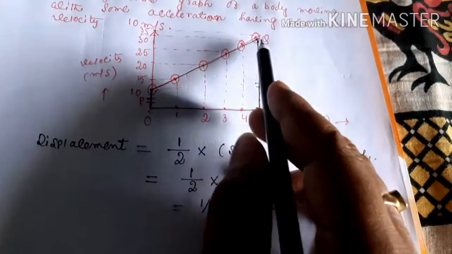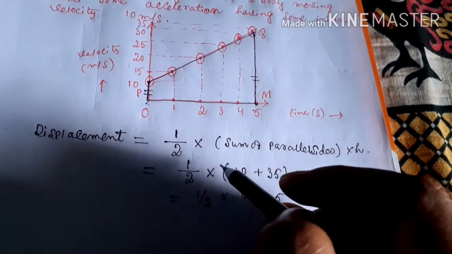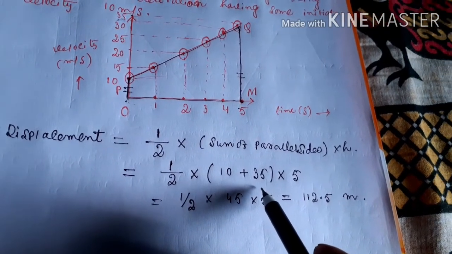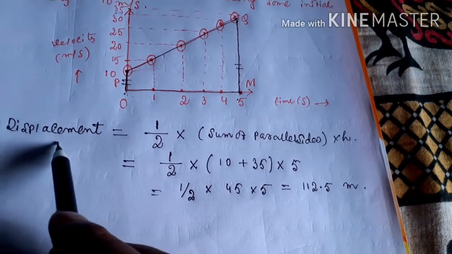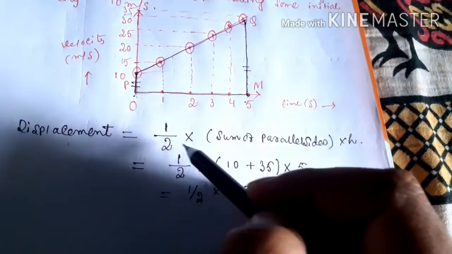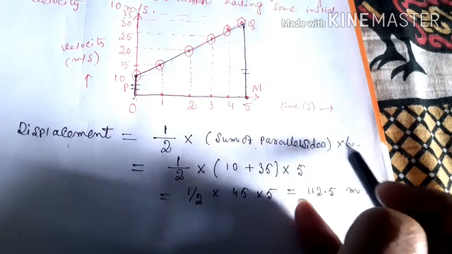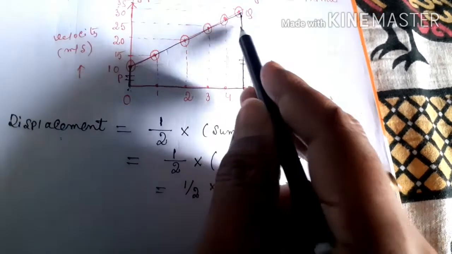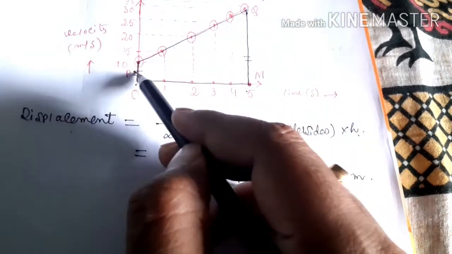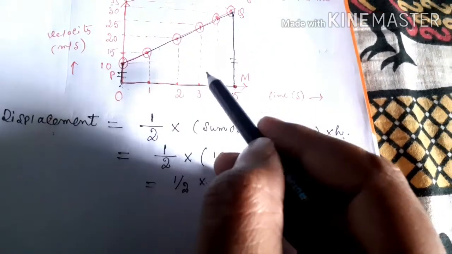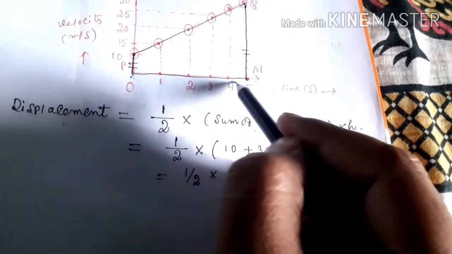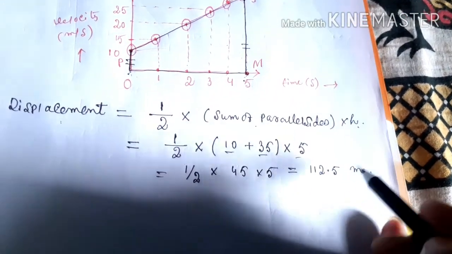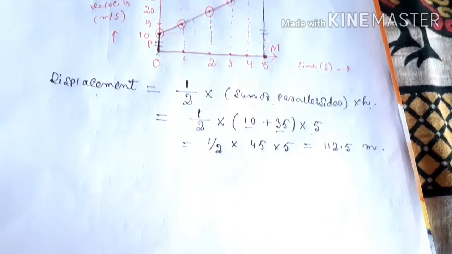Again I am telling this one, this is a parallelogram, so we have to find out the area of the parallelogram, because area of any enclosed figure will give you the displacement of the body. Half into sum of parallel sides into height. These two sides are the parallel sides, into height. Height means this one is the height. So 10, 35 and 5. If you calculate, then you will get the displacement of the body.